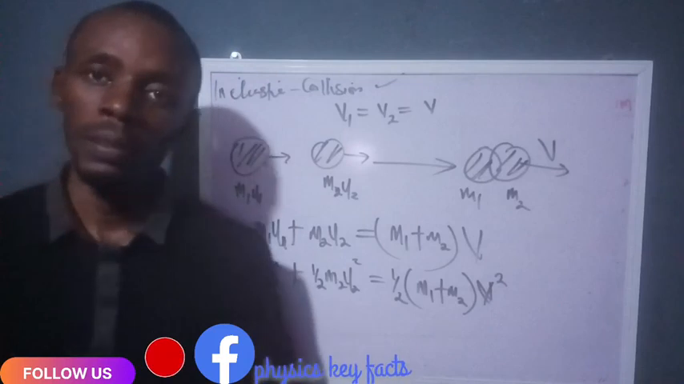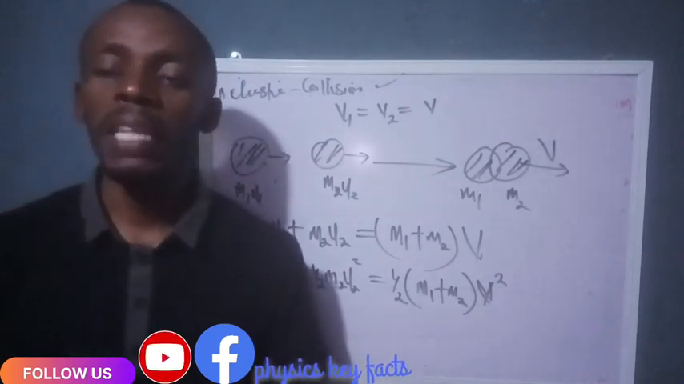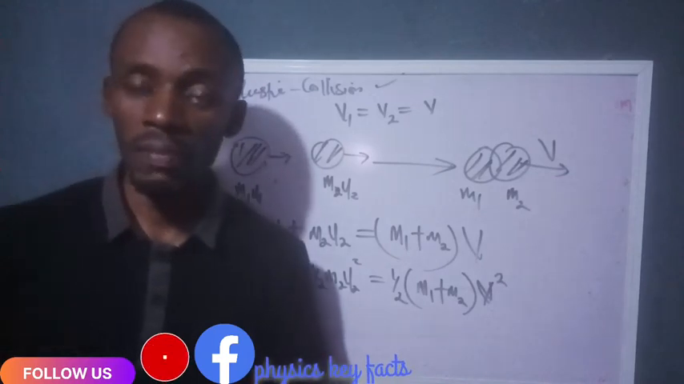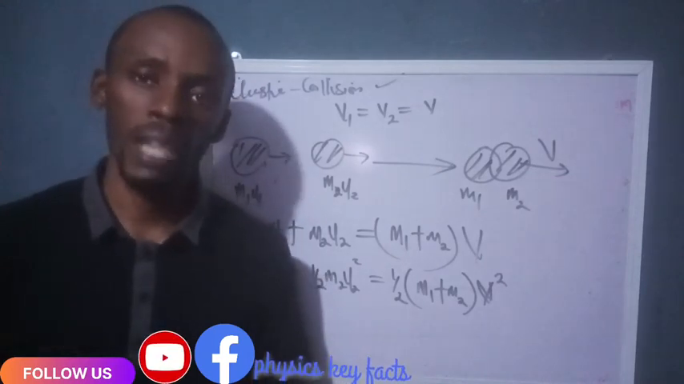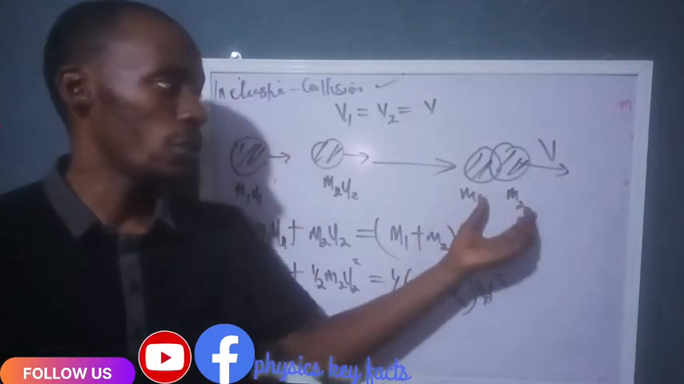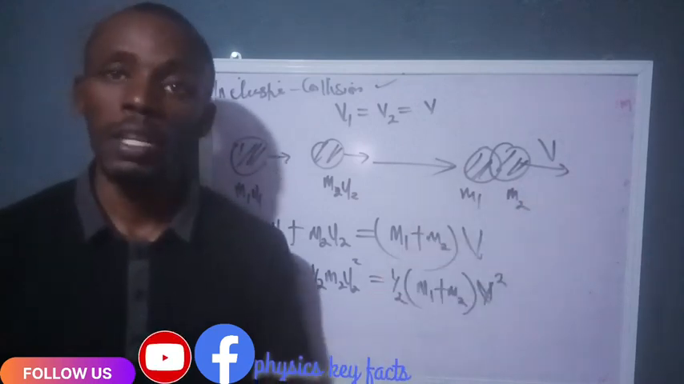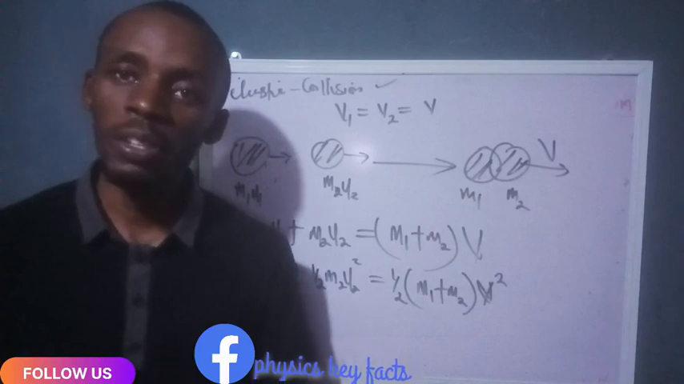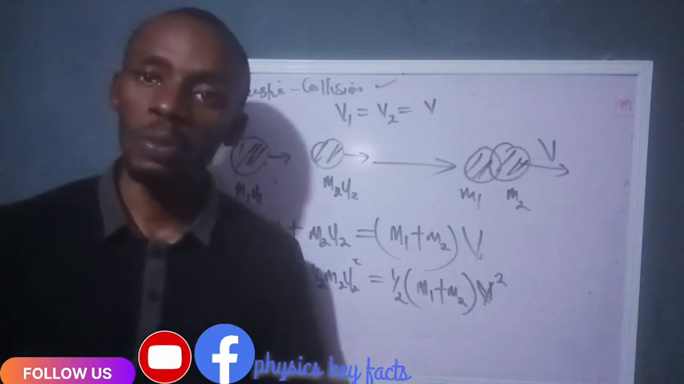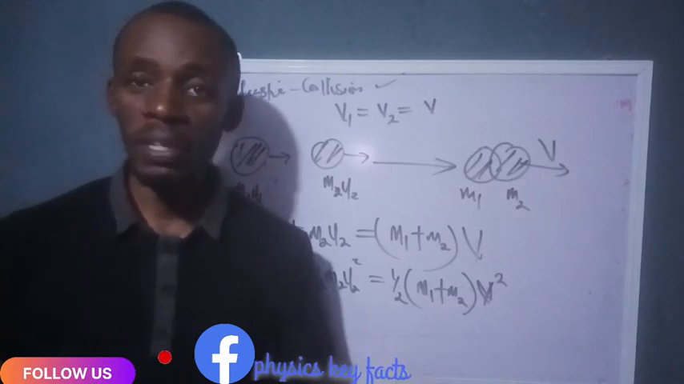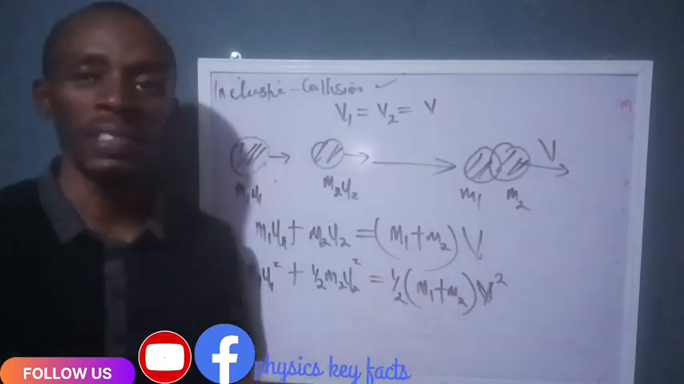So the basic difference between elastic and inelastic collision is that in the inelastic collision, momentum is conserved, kinetic energy is not conserved. These two bodies stick together and move together with a common velocity. But for the elastic collision, both momentum and kinetic energy are conserved. So I believe we've been able to pick one or two things from these formula derivations.